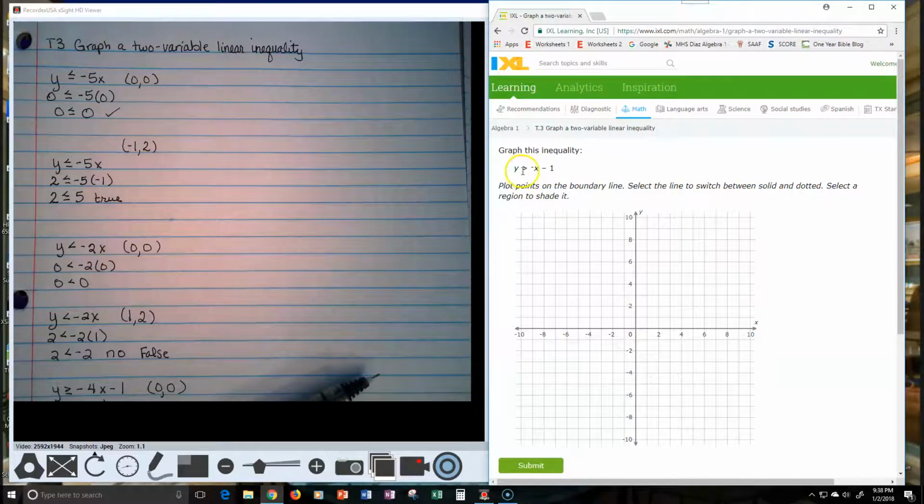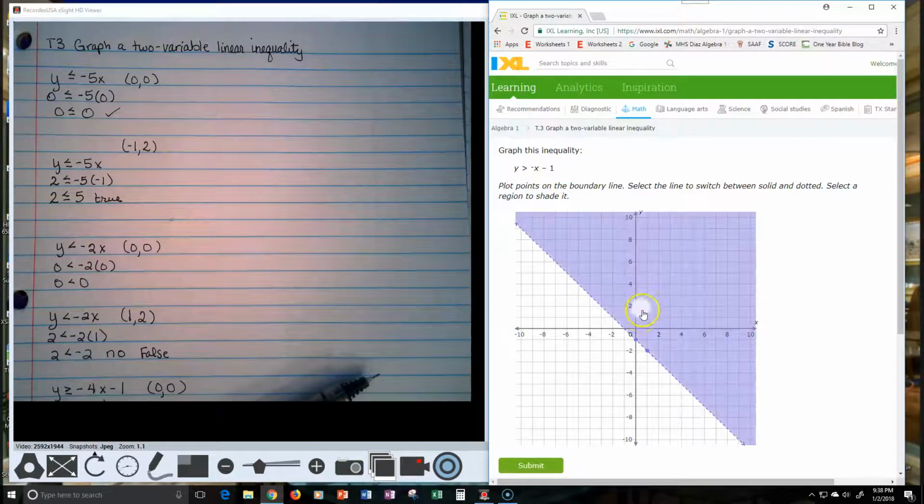Now this says y is greater than negative x minus 1. All right, so our intercept is negative 1. We know our slope is negative, so our line is going to fall from left to right. So we're going to go down 1 and to the right 1. Go up a little bit so that we can make our line dotted because we have a greater than sign. We're saying any value of y is greater than this expression. So we're going to shade to the top.